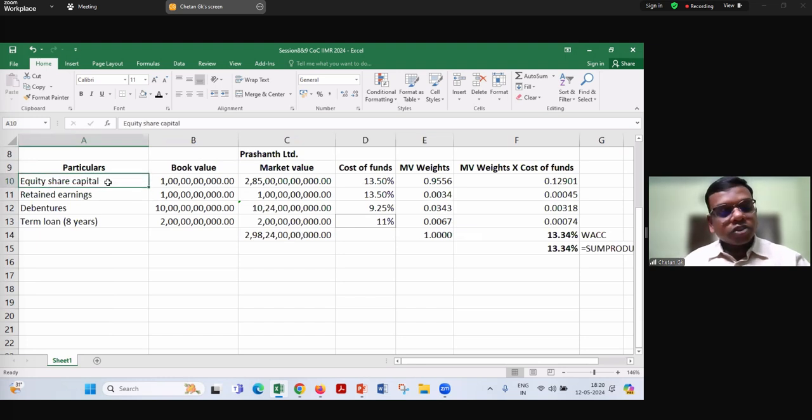So equity share capital means the shareholders' expectations are also built in. Retained earnings again belong to the equity shareholders themselves. Next come the debentures. We should be able to pay off the debentures as well, and we should be able to pay off the term loans as well.